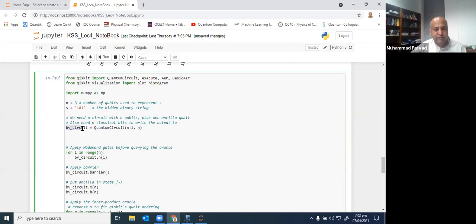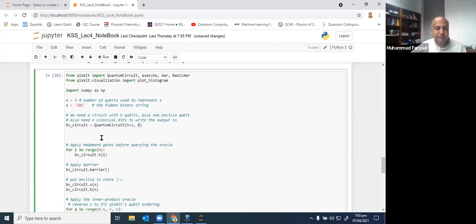Now I'm defining this Bernstein-Vazirani circuit as 3 plus 1, and you can see why it's a 3 plus 1 circuit. I need an additional one to have an ancilla qubit to implement my phase oracle. This is usually the case in those circuits where we need a phase oracle: one extra qubit for the ancilla. And I have n classical bits, so 3 classical bits.